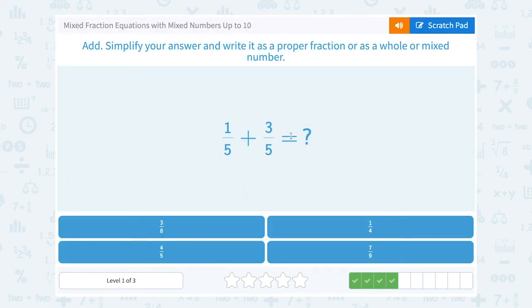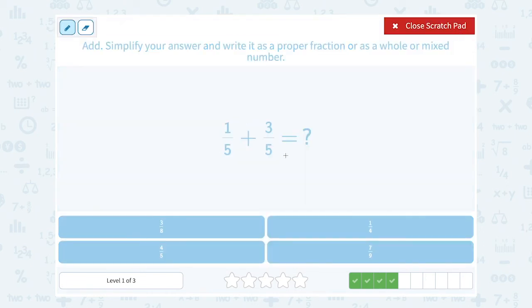1/5 plus 3/5. Okay, notice I already have a common denominator, meaning the bottom number of those two fractions is already the same. So my answer is going to keep that same denominator, right? 1/5 plus 3/5 is going to give me something out of 5. And then just add the numerator or the top numbers. 1 part plus 3 parts gives me a total of 4 parts. So I have 4/5.